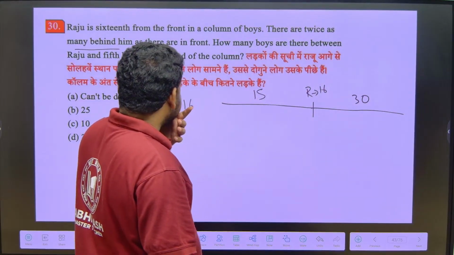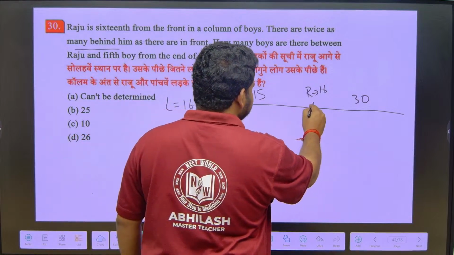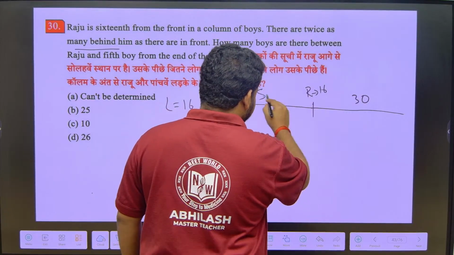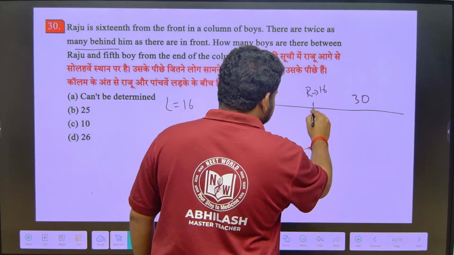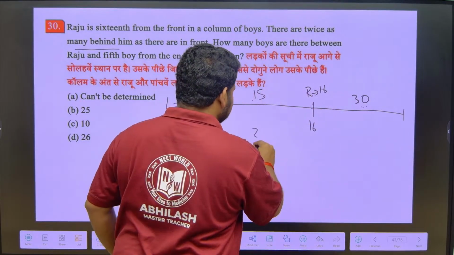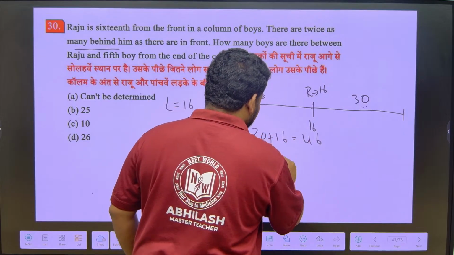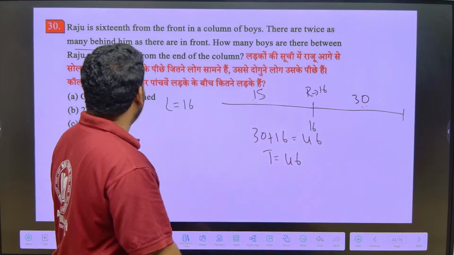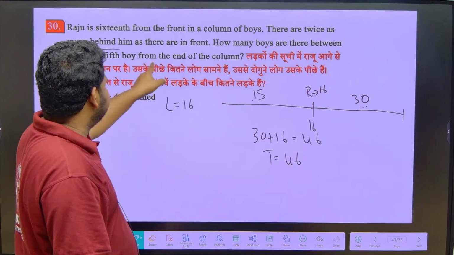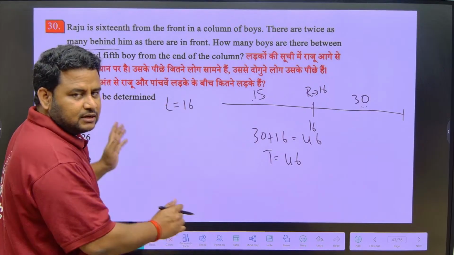Now, total is how much? This is 15, this is 16. So 15 plus 1, till here it is 16, plus from here to here it is 30. So 30 plus 16, total we are getting is 46. Total there are 46 boys. Now what they are asking is, how many boys are there between Raju and the fifth boy from the end of the column? Raju is from the beginning.